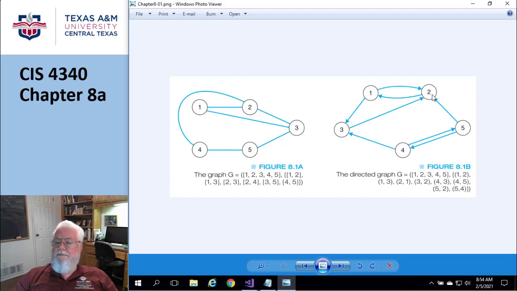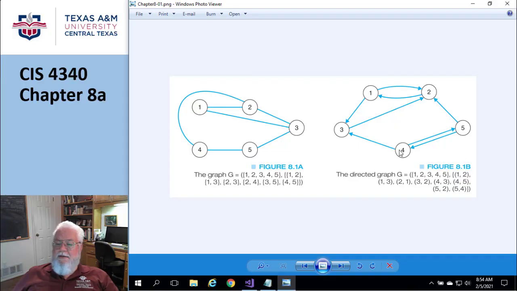That's not going to work because I can't get out of 2. So I have to go 1, 3, 2. Wait a minute, there's no way there. So this particular directed graph is a kind of a weird one in that I don't have any ways to get from 1 to 4.